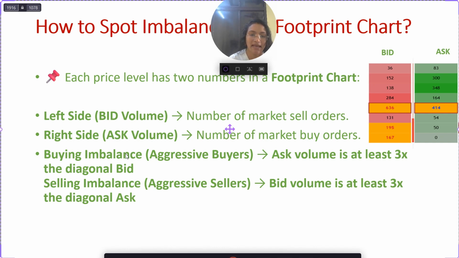So buying imbalance implies aggressive buyers, there are so many buyers. Ask volume is at least 3x the diagonal bid. This may be a bit confusing for you, so I'm going to explain this statement in detail. Ask volume is at least 3x the diagonal bid. For selling imbalance, bid volume is at least 3x the diagonal ask.